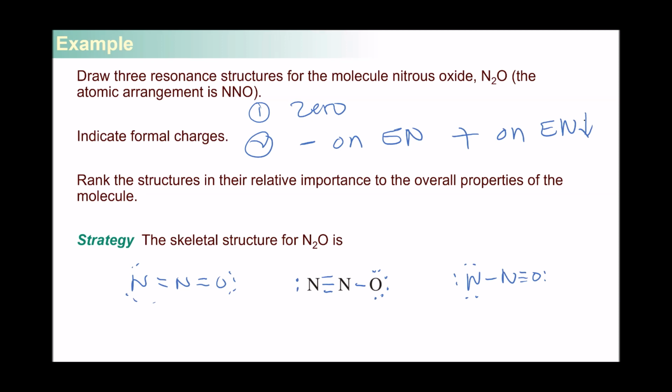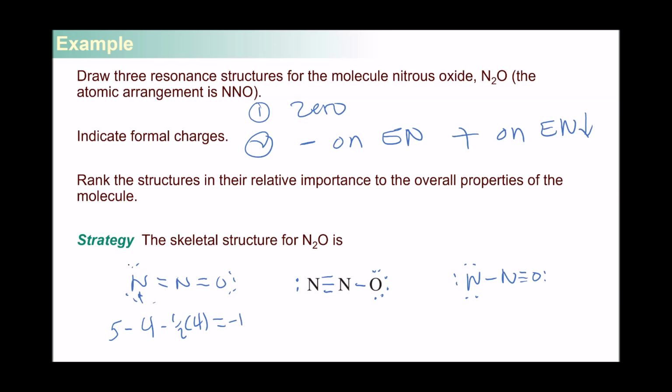How many valence electrons in a free nitrogen? 5. How many electrons in lone pairs in that nitrogen here? 4. How many in bonding pairs? 2. Half times 4, it's 2, yes. So what would be the formal charge? -1.